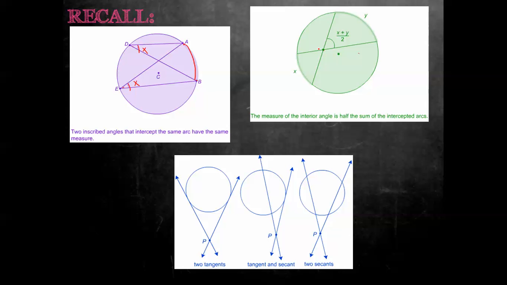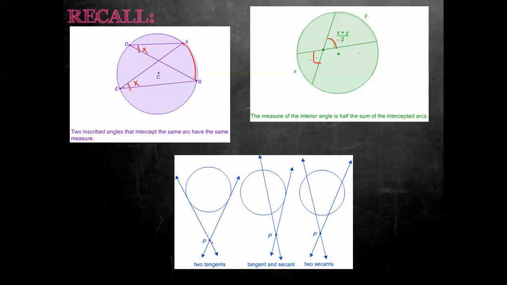The two other things that we talked about: if you have intersecting chords inside the circle, then the measure of the interior angle, this angle right here, is half the sum of the intercepted arcs, meaning that you would add. That's what sum means. You would take x plus y and divide by 2, and that would give you this interior angle, and this one as well, because these are vertical angles.